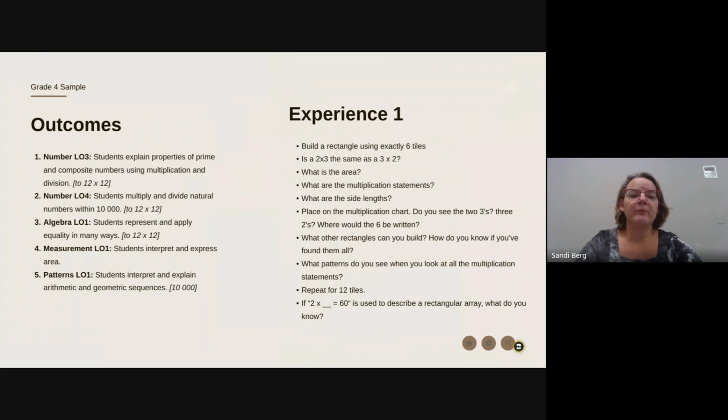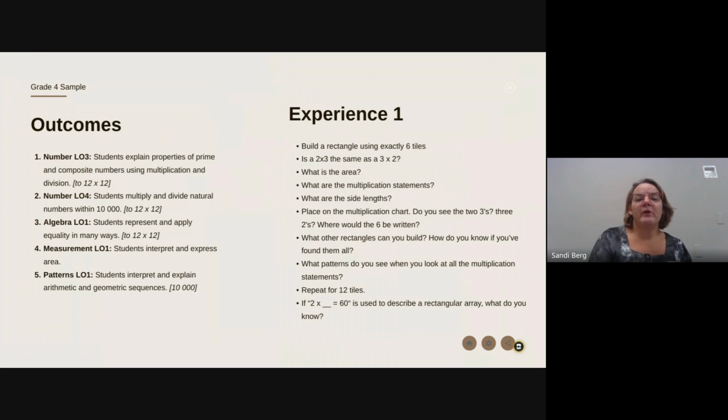So experience number 1: take 6 tiles, build a rectangle using them. And if a student builds a 2 multiplied by 3, a 2 by 3 rectangular array, and somebody else builds a 3 by 2, are they the same? How are they connected? What's the area of that? What are the multiplication statements, or multiplication equations, you can make? What are the side lengths?